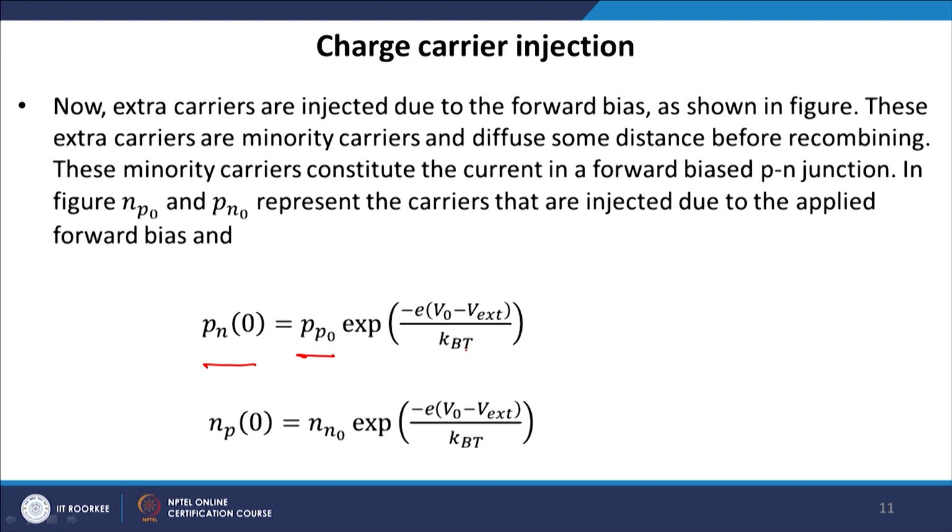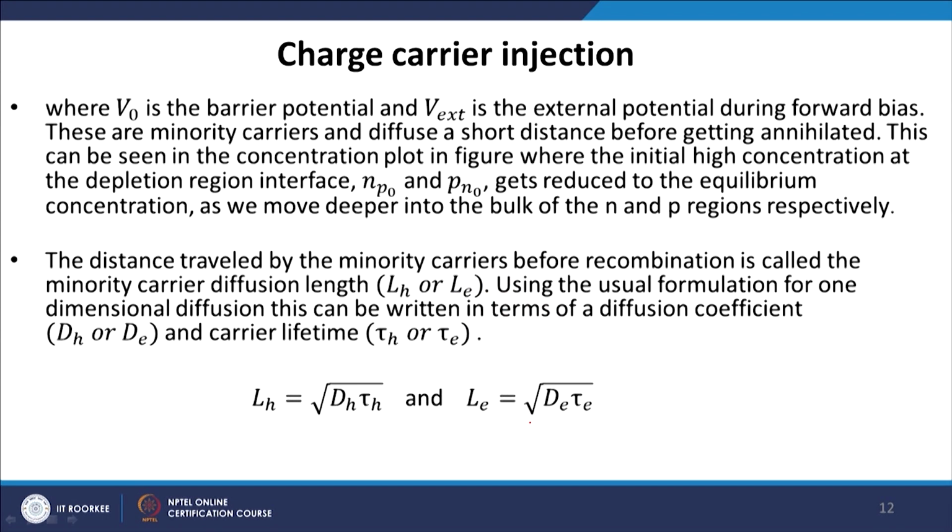You can see that the value of this minority carrier concentration depends upon the external voltage for a given V_0. Similarly, the carrier concentration of the electron in the P side is given by the carrier concentration of the electron in the N side times exponential minus e (V_0 minus V_external) divided by k_B T. Here k_B is the Boltzmann constant and T is the temperature. Again, V_0 is the barrier potential and V_external is the external potential due to the forward bias.